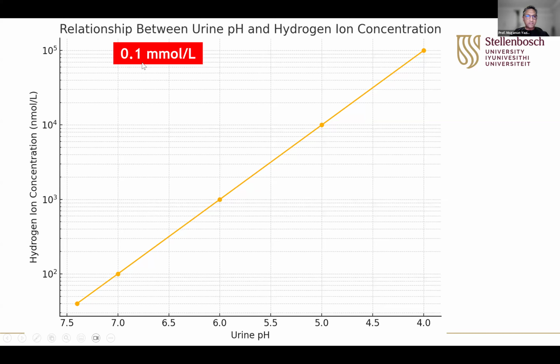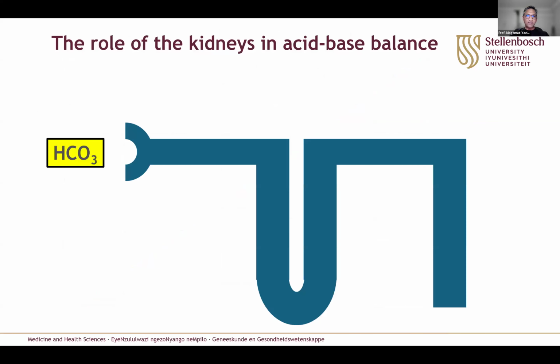Now, on a normal Western diet, we consume up to 80 millimoles of hydrogen a day. So if we were to excrete hydrogen or acid in the form of hydrogen only in the urine, and we consumed 80 millimoles of hydrogen a day, we would have to produce 800 liters of urine a day in order to get rid of our hydrogen load that we consume every day. So that is just not going to be realistic. So how do the kidneys maintain acid-base balance?